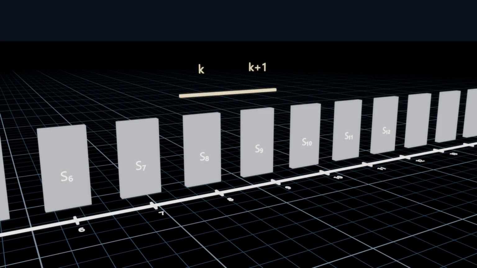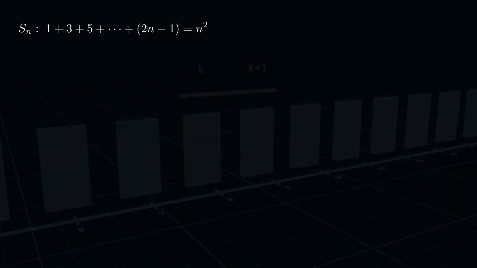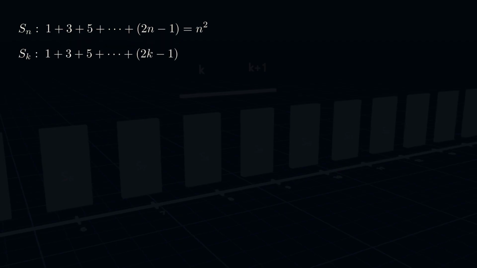Before we write a single line of the proof, we need to know exactly what Sk and Sk+1 say, because the inductive step is going to start at one of them and arrive at the other, and you cannot arrive somewhere you have not written down. Sn says 1 plus 3 plus 5 up to 2n minus 1 equals n squared. Your book points out that Sk is the same sentence with k in place of n.